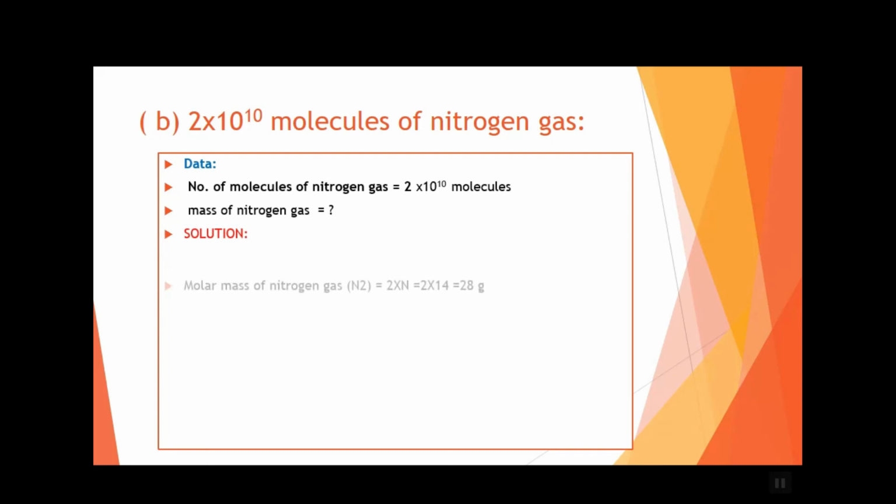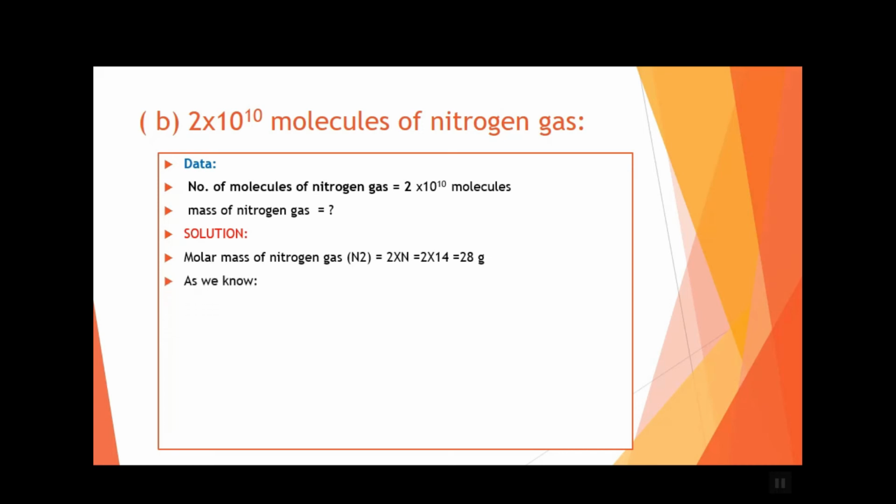Now our solution is molar mass of nitrogen gas is equal to 2 into N, and the molar mass of nitrogen is 14. So 2 into 14 we get 28 gram. So molar mass of nitrogen gas is 28 gram. Students, here it is a very important thing that molar mass of nitrogen atom is 14 gram, but molar mass of nitrogen gas is 28 gram.